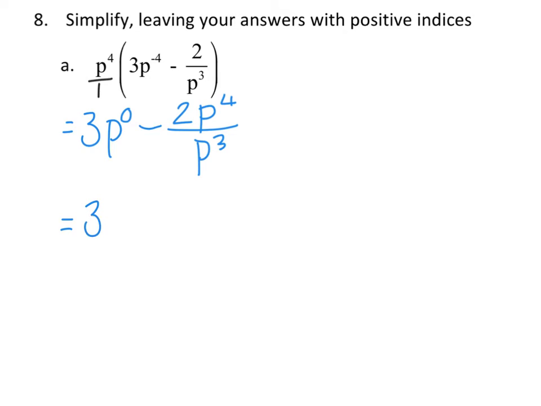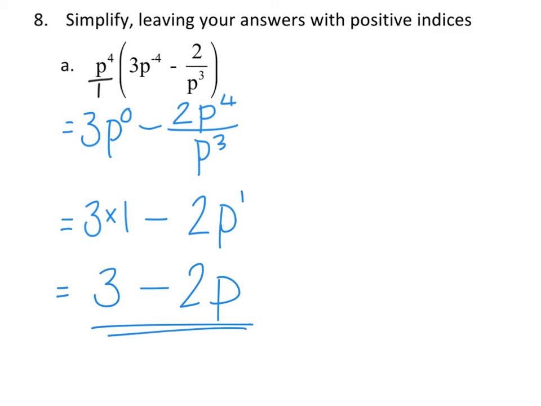So that means 3 times 1. We then have the fraction to deal with. That's in fact a division, so the answer is going to be 2p to the power of something. The rule for division is we subtract the indices. So it's 4 take away 3, which gives us 1. On the next line, 3 times 1 is 3, take away 2p to the power of 1, which is just written as 2p. That's our final answer and the end of the question.